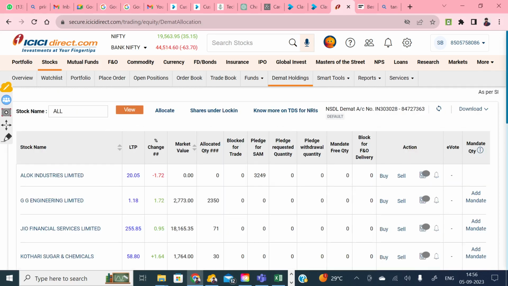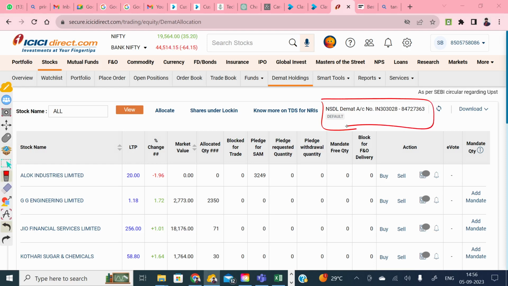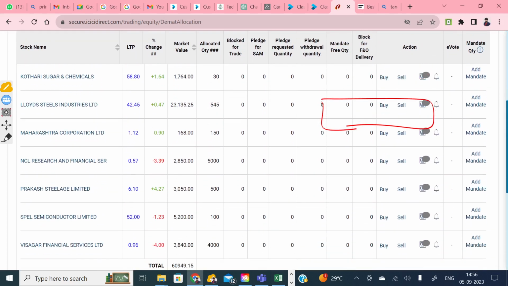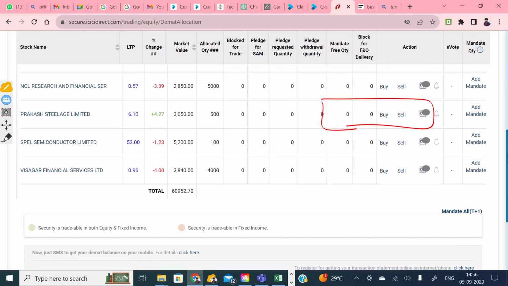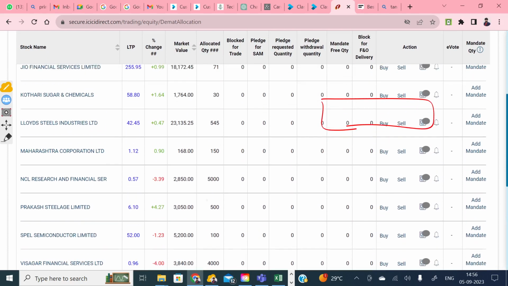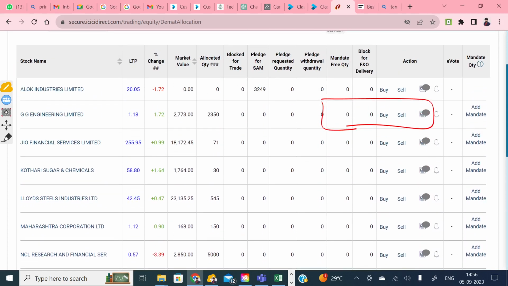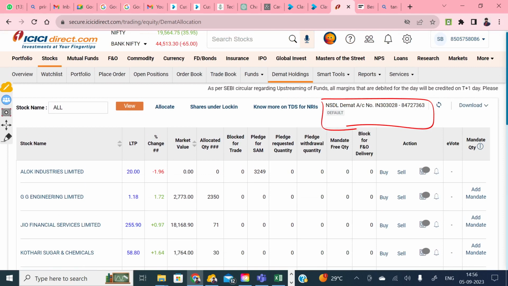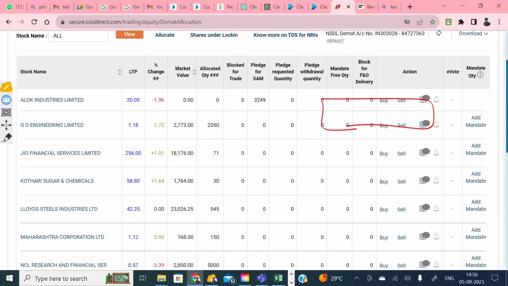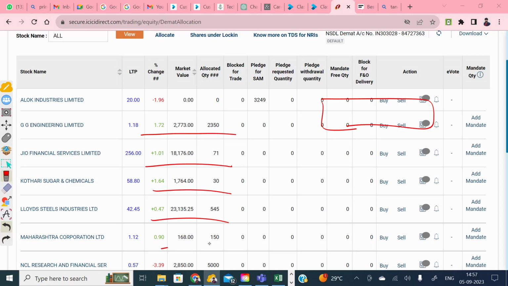You won't be able to see the Wipro. If you see, this is my Demat account. Here you can check, this is my NSDL Demat account. I don't have Wipro securities in my account. There are all other securities: Visagar, SPL, Prakash, NCL, Maharashtra Corporation, Leods, Kotari, Geo Financials, and others. But you won't be able to see the Wipro securities. It means I have funded this entire amount for the securities I'm holding.